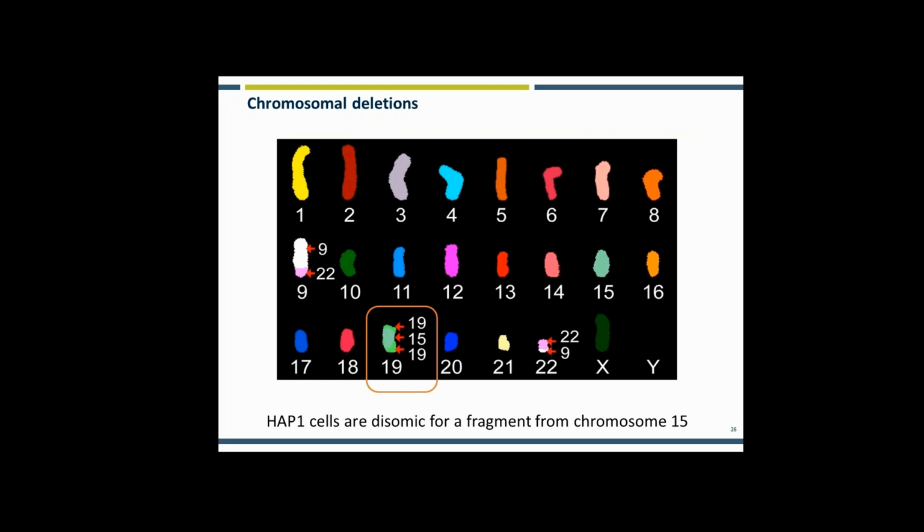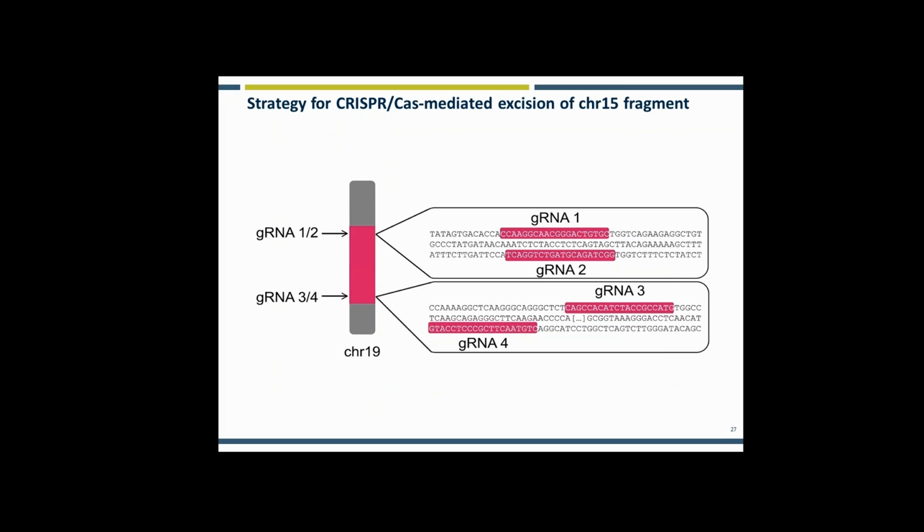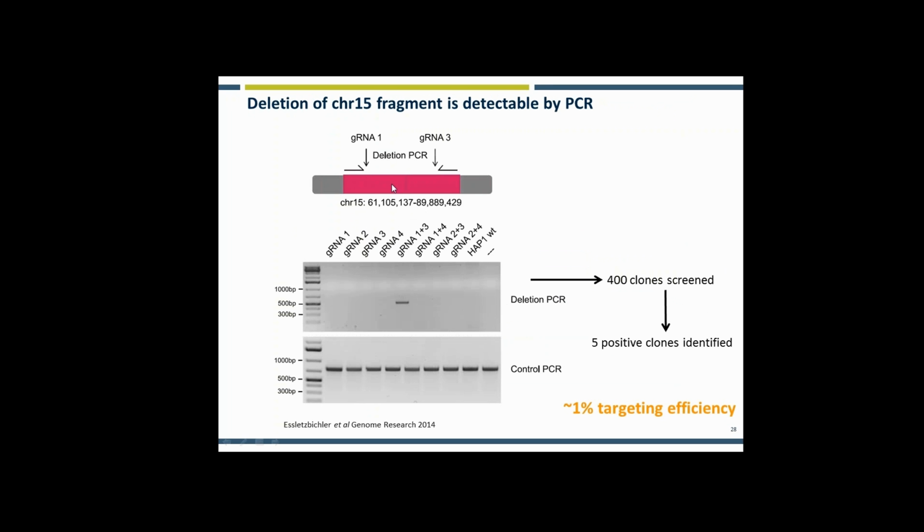And so the way in which we set about doing this was to design guides both upstream and downstream of this disomic fragment. We designed multiple guides and tested them in various combinations. And also we then designed primers flanking the region that we aim to excise, and used PCR to look for evidence of that region being cut out, and then these two fragments coming back together to give us a PCR product. And you can see here individually the guides by themselves, no PCR products, but really it was only when we combined guides 1 and 3 did we observe excision of the intervening portion.